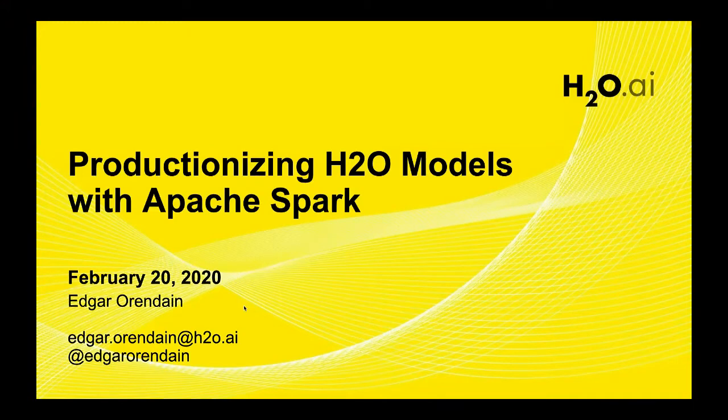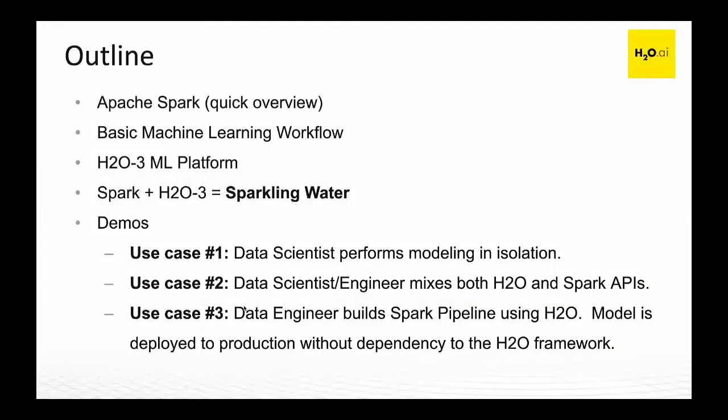Again, this talk is going to be about productionizing H2O models with Apache Spark. An outline of what we'll be going over is we'll talk a bit about Apache Spark, and this will just be a quick overview. For the sake of this webinar and just to be able to speed through, because there are a lot of really great things to touch on, we are going to assume some general knowledge, not necessarily technical expertise, of what Apache Spark is used for and under what circumstances it's appropriate to use. Then we'll look at the basic machine learning workflow and talk about the H2O machine learning platform.